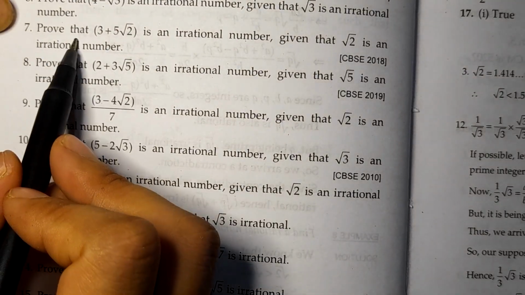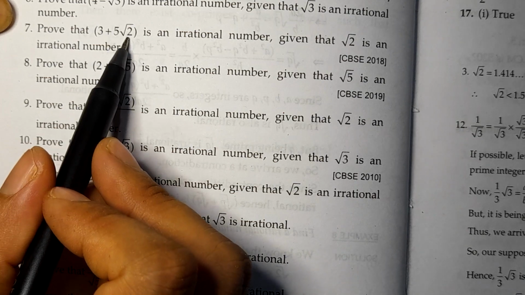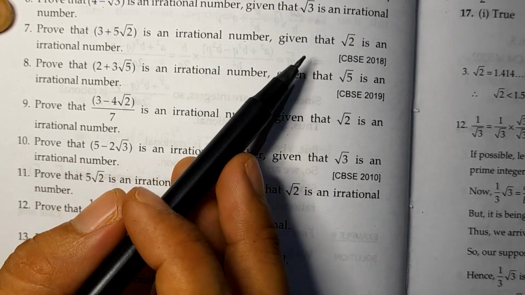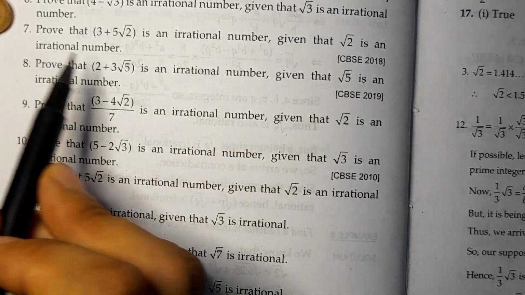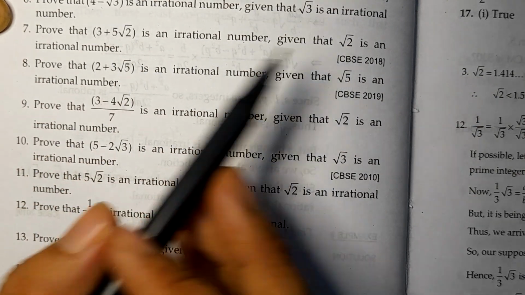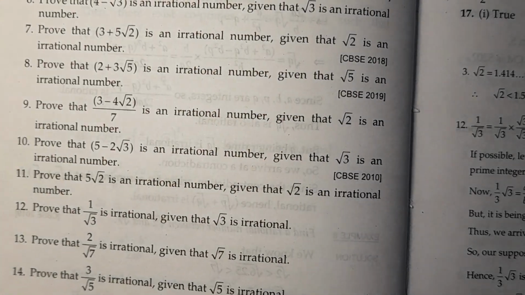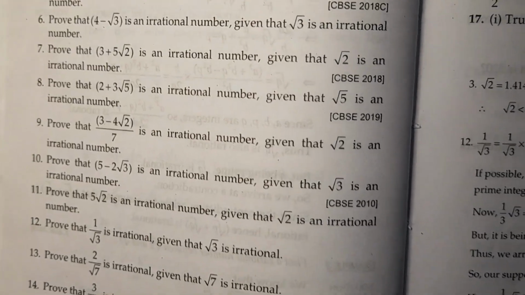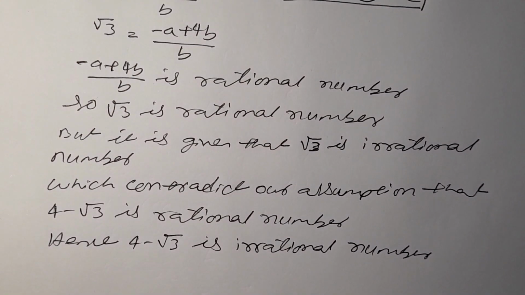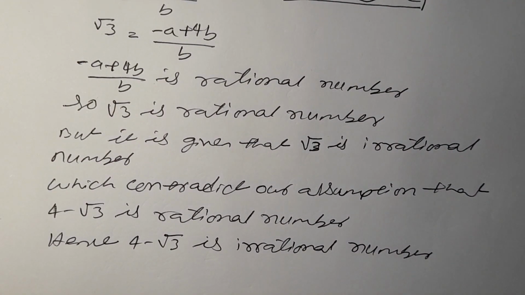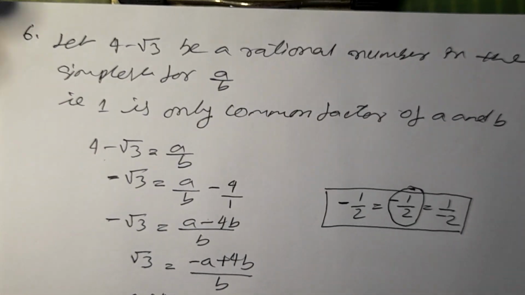Question number 7. Prove that 3 plus 5 root 2 is an irrational number, given that root 2 is an irrational number. We have to prove that 3 plus 5 root 2 is an irrational number. All are similar, since it won't be sufficient.